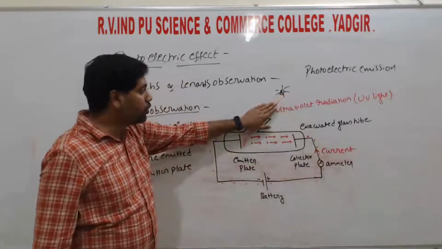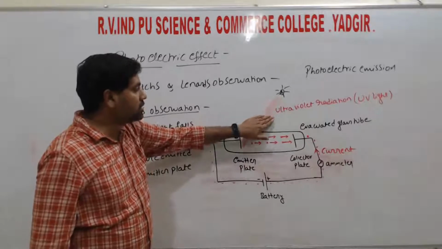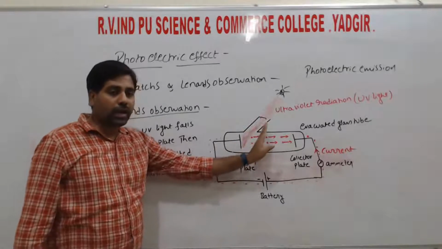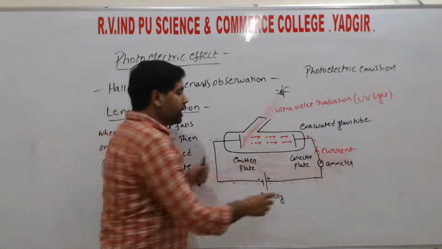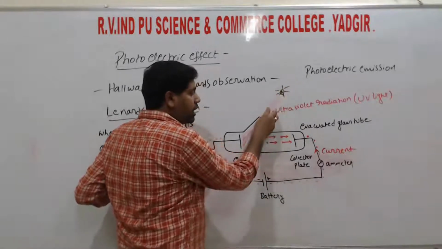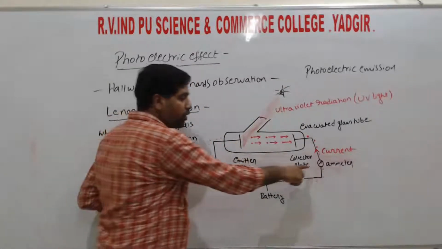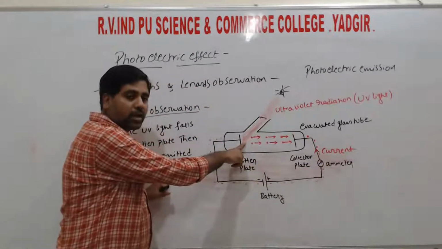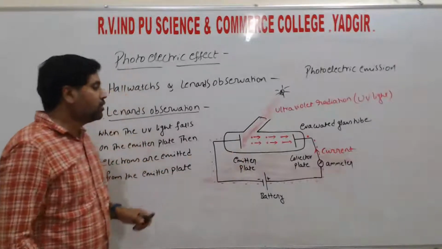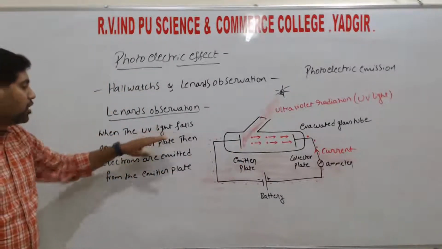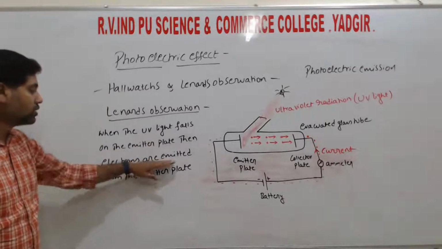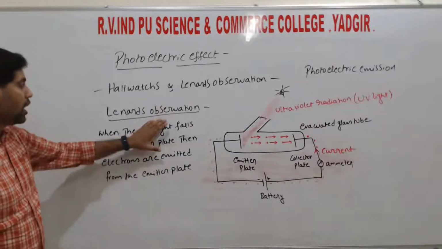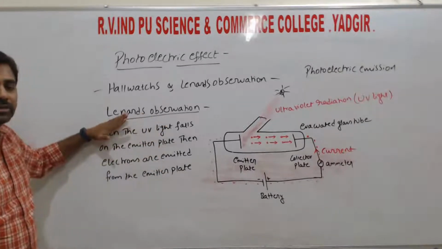So when he stopped the ultraviolet light from falling on this emitter plate, no electrons were emitted. That is, he observed that when he stopped the ultraviolet light falling on the surface, there was no deflection in the ammeter. Hence, no electrons are emitted from this surface. Right? So he concluded that when the UV light falls onto the emitter plate, the electrons are emitted from this emitter plate. So this is the observation by Lenard.